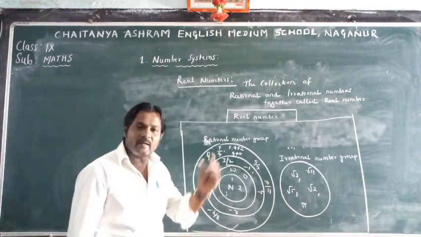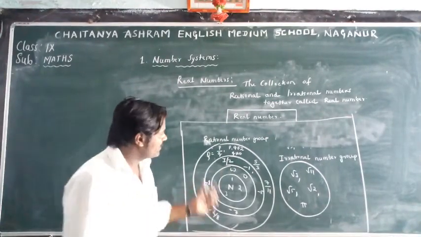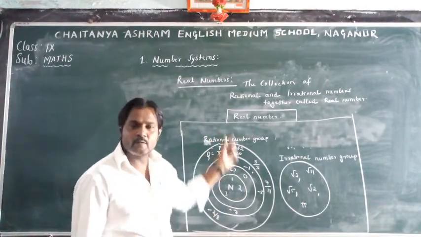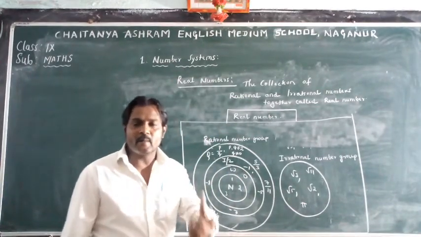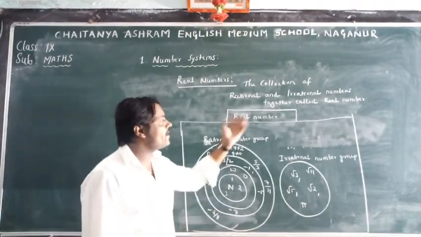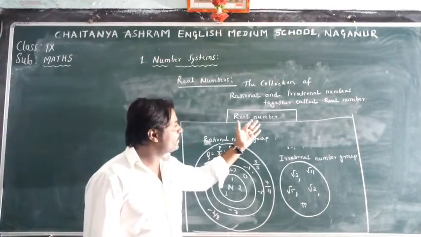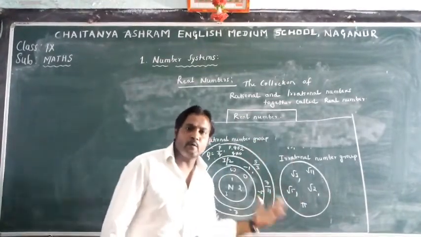If I take -1, it is a rational number. Yes, that is in the bag of real numbers. So -1 is a real number. So every rational number is a real number. Every irrational number is a real number. So real numbers include rational and irrationals together.